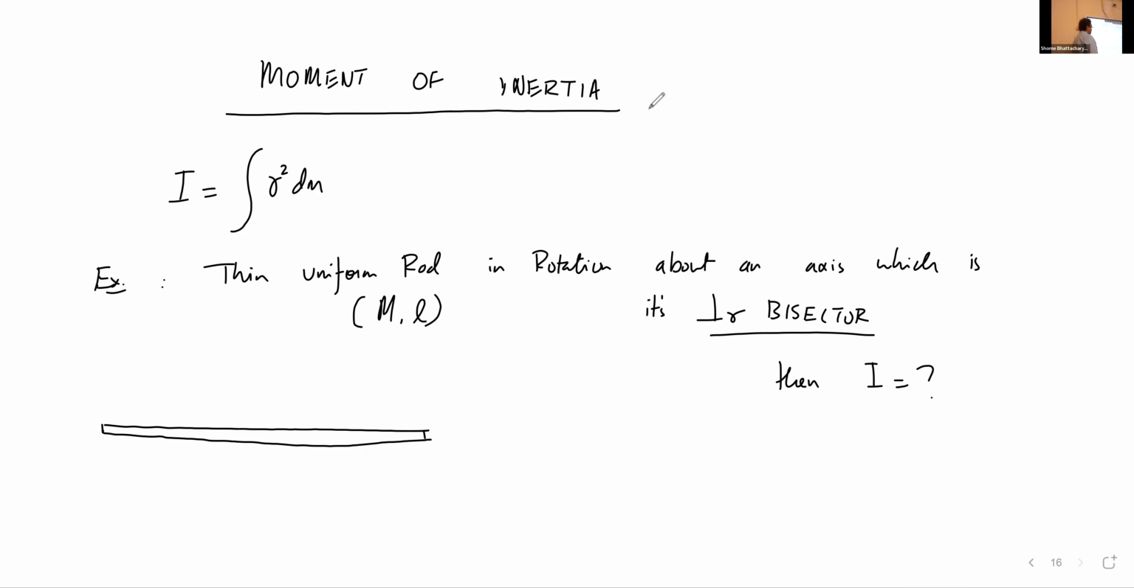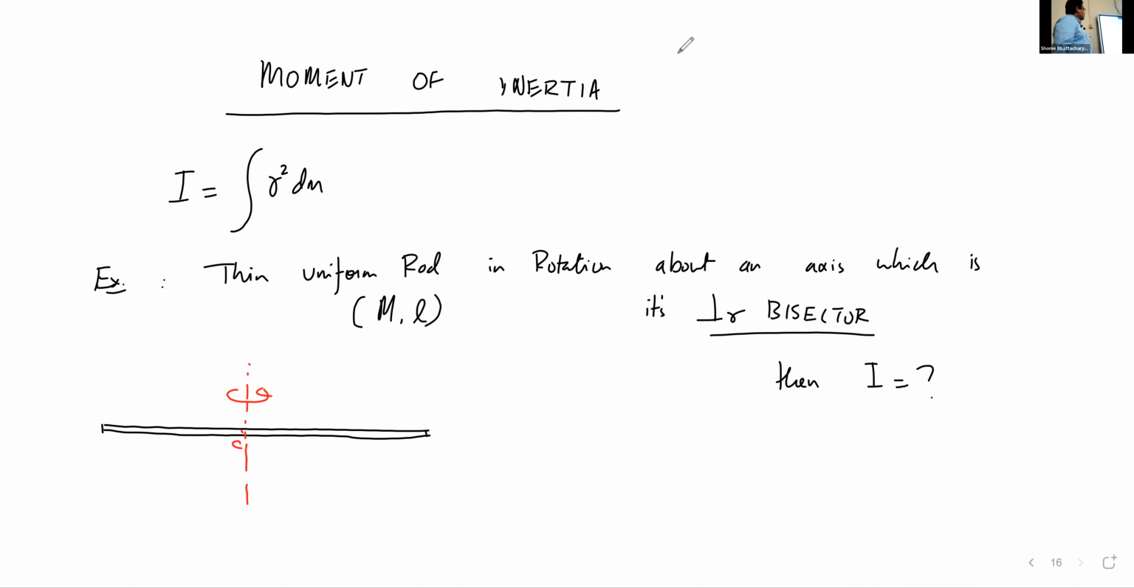Okay, so suppose we have, it doesn't exactly look like a thin rod. Let's see if I can do better than that. Okay, so we have a thin uniform rod, and now let's say we have fixed it about a hinge or something, so that it's going to rotate about this axis like this. So it's going to spin like this, about an axis passing through its center. So it's a perpendicular bisector.